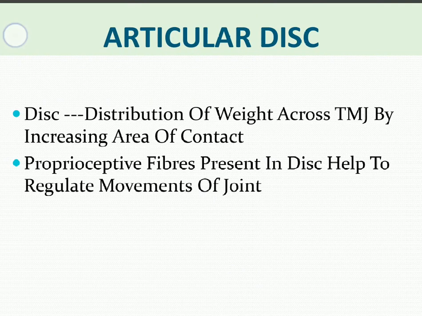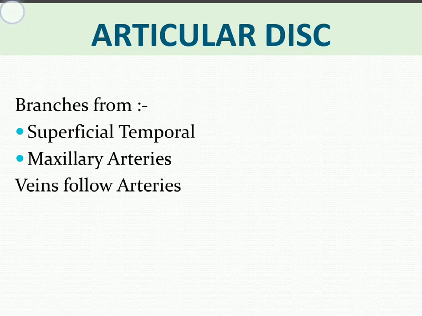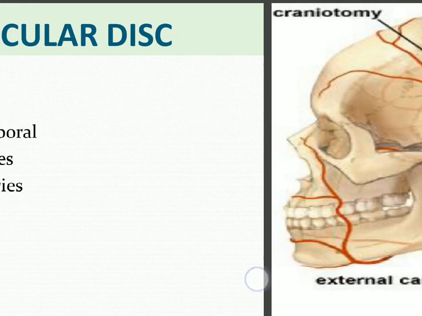This disc also contains proprioceptive fibers which help in the regulation of movements that take place at this joint. This disc is supplied by two very important branches of the external carotid artery. These are the terminal branches of the external carotid artery, that is the superficial temporal and the maxillary arteries. Veins follow the arteries.